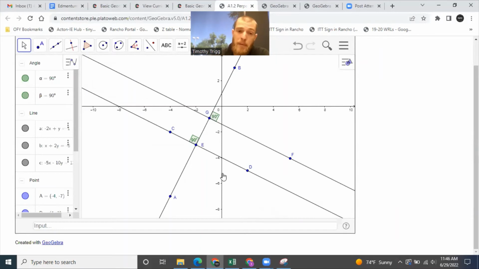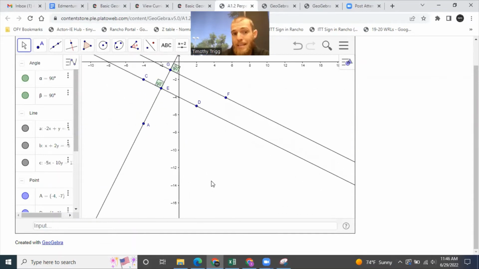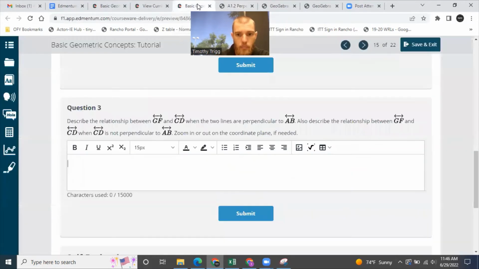Well, they're both perpendicular to AB, but also they're parallel to each other, meaning that these two lines, no matter how much we zoom out, would never touch each other. So since they're both perpendicular to AB, then they're actually parallel to each other. Okay, so we would say line CD is parallel to line FG. So line CD is parallel to line GF.